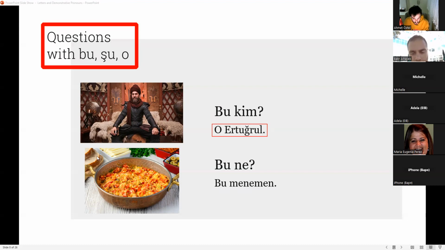And then over here I have a food, and we call this food menemen. And if you go to a restaurant and they give you this and you have no idea what this is, you can ask, bu ne? And then they will tell you, bu menemen.